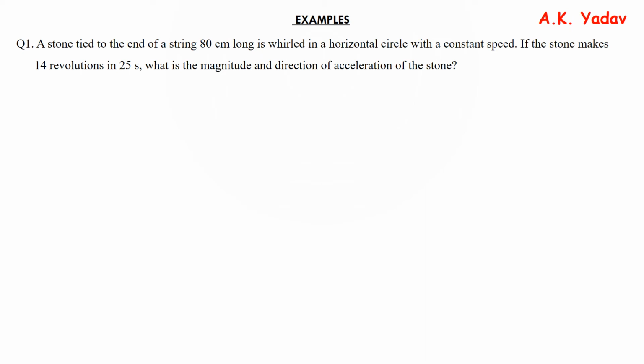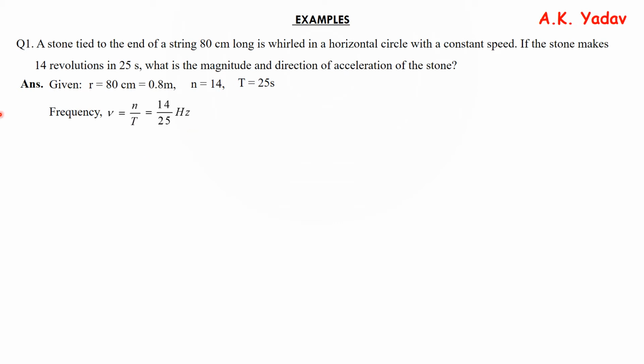Let's do a few examples. Question number 1: a stone tied to the end of a string 80 centimeter long is whirled in a horizontal circle with a constant speed. If the stone makes 14 revolutions in 25 seconds, what is the magnitude and direction of acceleration of the stone? Okay, so what is given to us? R is 0.8 meter, N is 14, T is 25 seconds. Frequency is N by T.